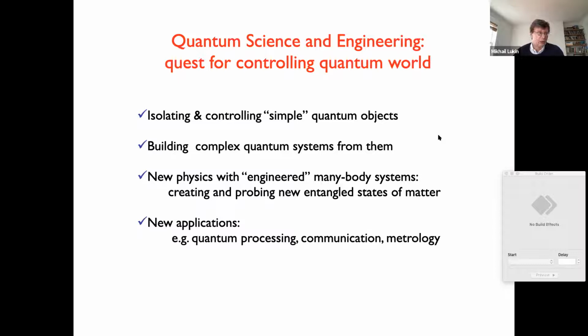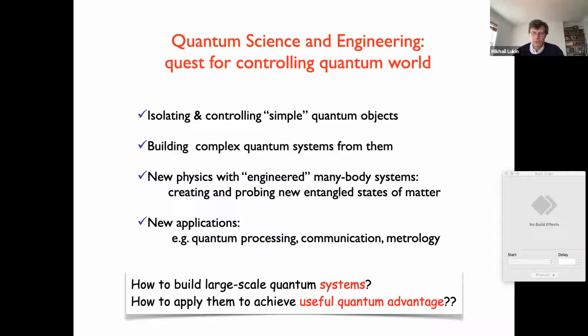And despite the fact that this is now quite an exciting field, and you hear almost every day about some big news, this field is still, I would say, at the very beginning, because in truth, we really do not know right now how to build large-scale quantum systems. So if someone tells you that they know how to build a big scalable quantum computer, that means that either he or she does not know what they are talking about, or they're just lying.